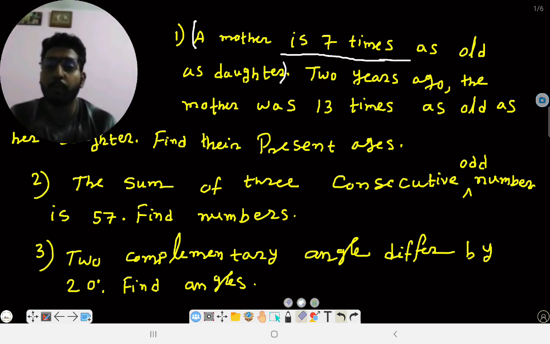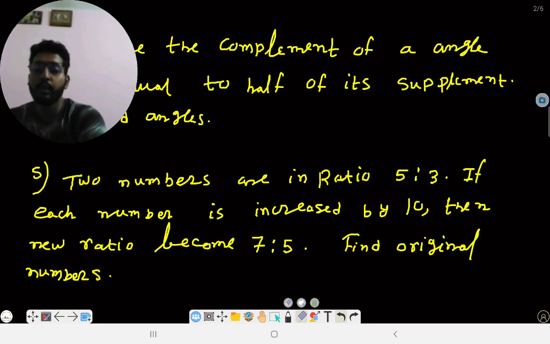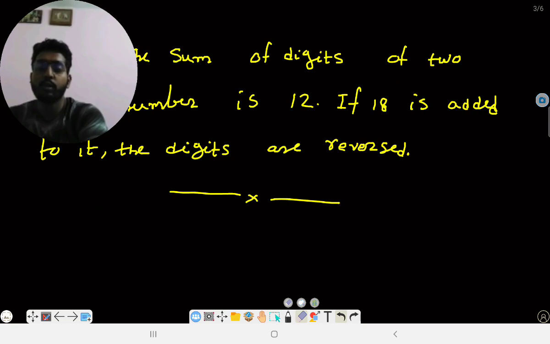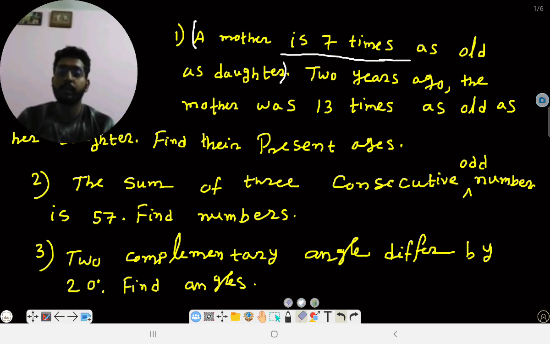Today we'll discuss the problems of linear equations. Okay, so first of all, there are some questions I have written here. So six questions are there. So we will solve these six questions. Whatever we are given, first we should know how to solve the word problems of linear equations.